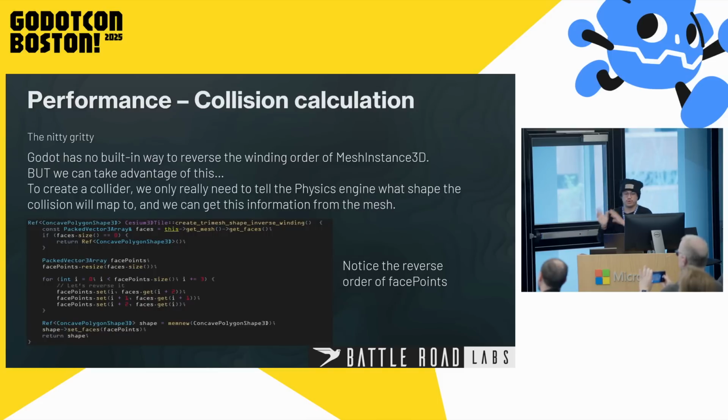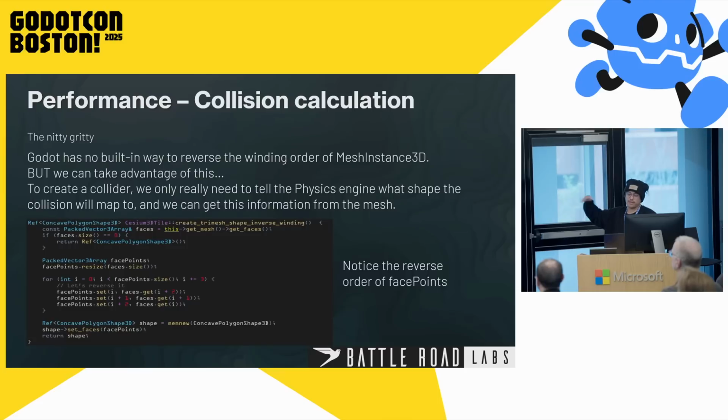And in order to do that, we can create our own custom collision shape with inverse winding order, so we can traverse the mesh in reverse, and then just reconstruct the collision. And that's what we ended up doing, and that's the entire implementation. It was very simple, but it took me like 3 hours to get right. And so yeah, notice there the reverse order of face points.